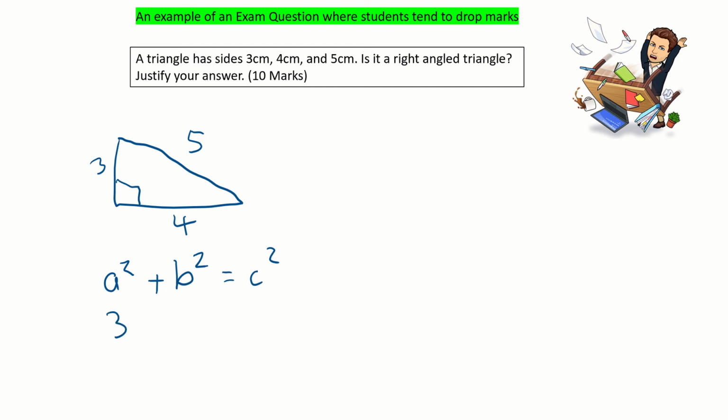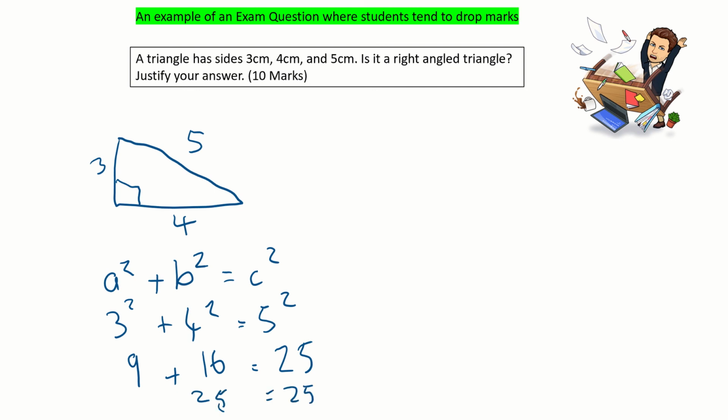So my two smaller sides should be my a and my b. So 3 squared plus 4 squared is equal to 5 squared. 3 squared is 9, 4 squared is 16, and 5 squared is 25. If we look at the left hand side here, 9 plus 16 is 25. 25 is equal to 25, and we are done.